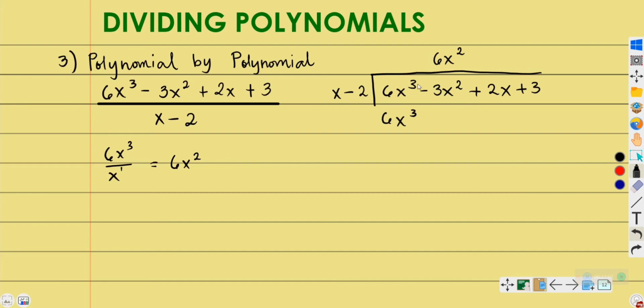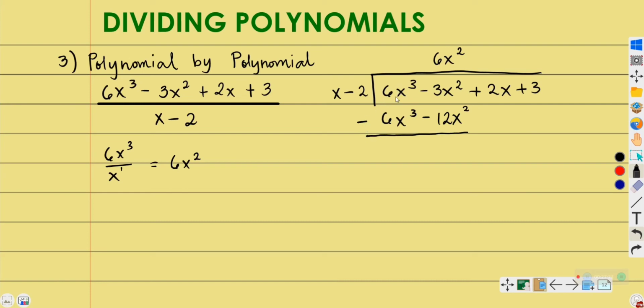Negative 2 times 6 is negative 12. And then, copy lang yung x squared. Tatandaan na dapat magkatapat yung parehas ng literal coefficient. Okay? So, next step is to subtract.